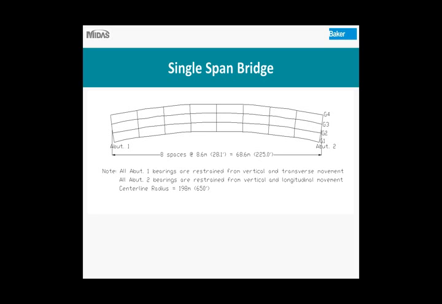The abutment 1 bearings were restrained from vertical and transverse movement, and the abutment 2 bearings were restrained from vertical and longitudinal movement. All these bearing conditions were kept the same for all the single span bridges, exactly the same support conditions.